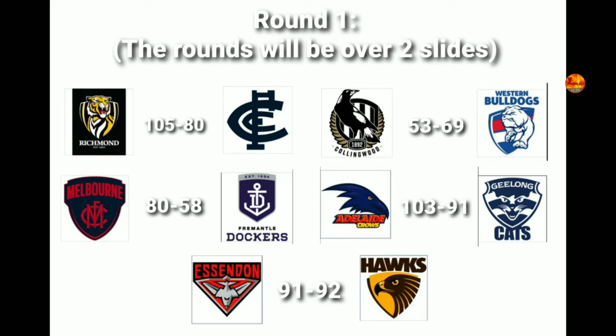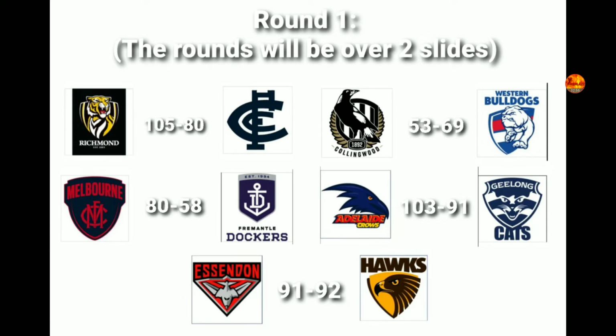Collingwood versus Western Bulldogs, the Friday night game, the second game of the season. This one was interesting. The Dogs always had a lead, not a massive lead, but a little bit of a lead always on the Pies. It was kind of that in between margin. Treloar didn't do too bad, but the Dogs walking out 53-69, which is 16-point winners.